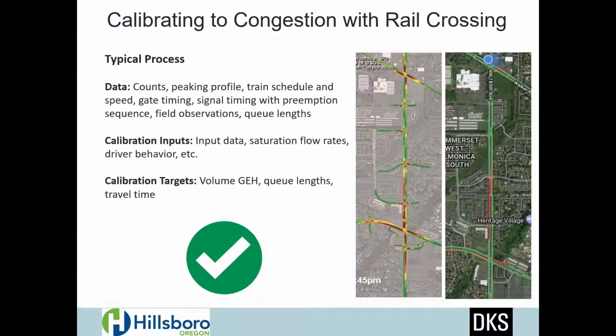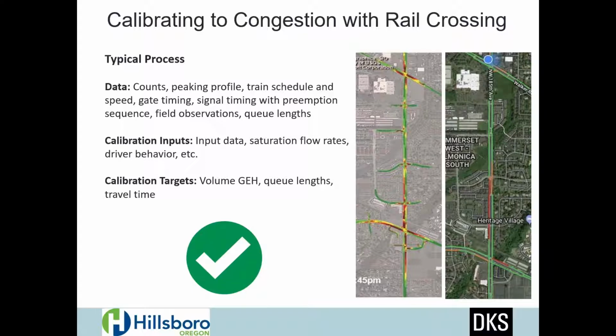So the typical process for calibrating to a congested area with a rail crossing, we collect a lot of data. So we have our traffic counts. The peaking profile is extremely important. The train schedule and the speed of that train, the timing of the gates, the signal timing and the preemption sequence, and then a lot of field observations, a lot of queue length observations.